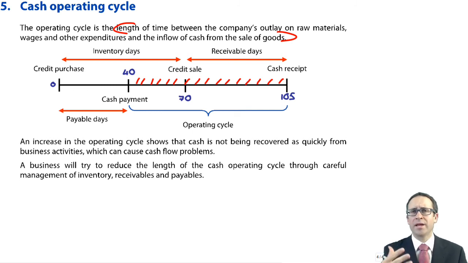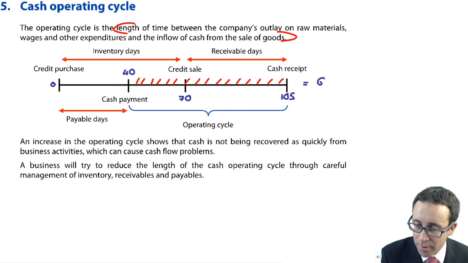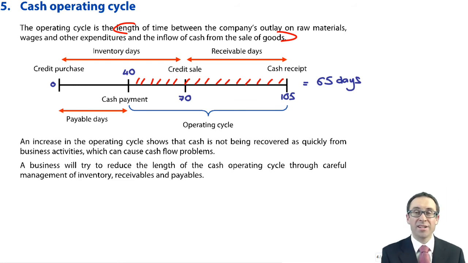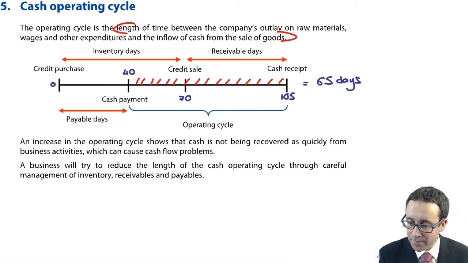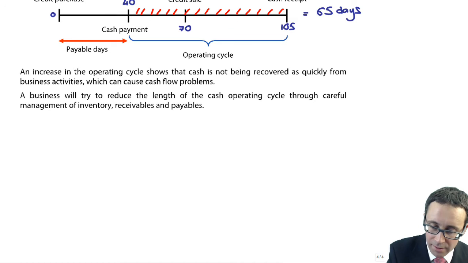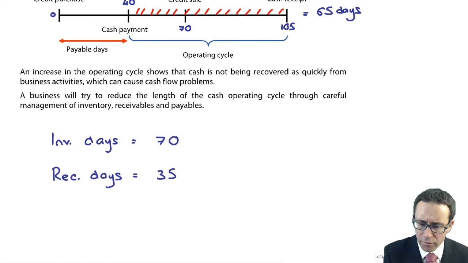So after 40 days we make a payment, so therefore we are without cash, and we don't get that cash in until day 105. So here that would be 65 days? Okay. The 105 less the 40, but you're not likely to have it like that within the exam. What's going to happen within the exam, if I move it down ever so slightly, is that you would have your inventory days equal to 70. Your receivable days are equal to 35, the difference from 70 to 105.